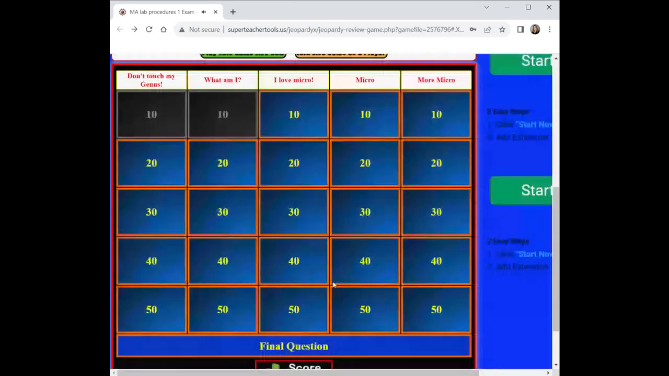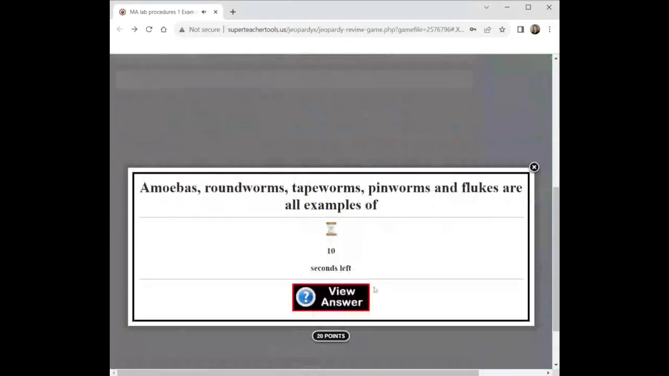Okay, team 3, Jenny and Madeline. What do you want to do, Jenny? You need to do I love micro for 20? Yeah, we can do that one. Okay. Amoebas, roundworms, tapeworms, pinworms, and flukes are all examples of? Parasites and protozoa. That is correct, parasites.